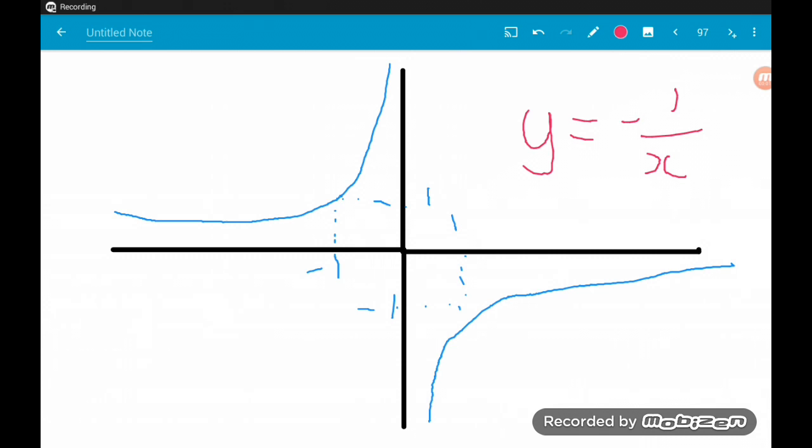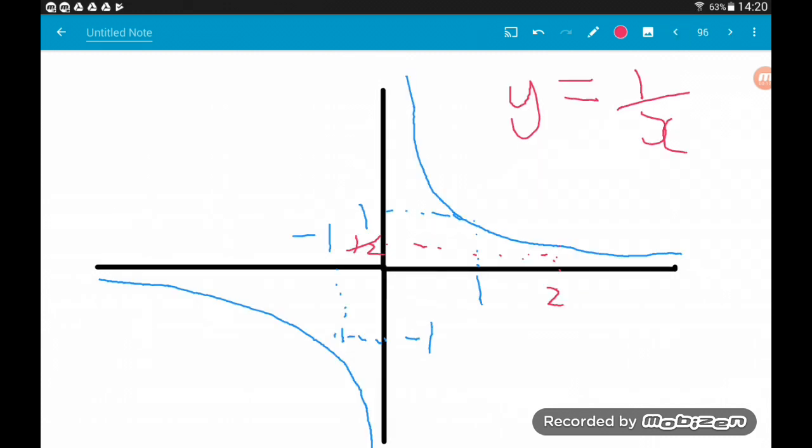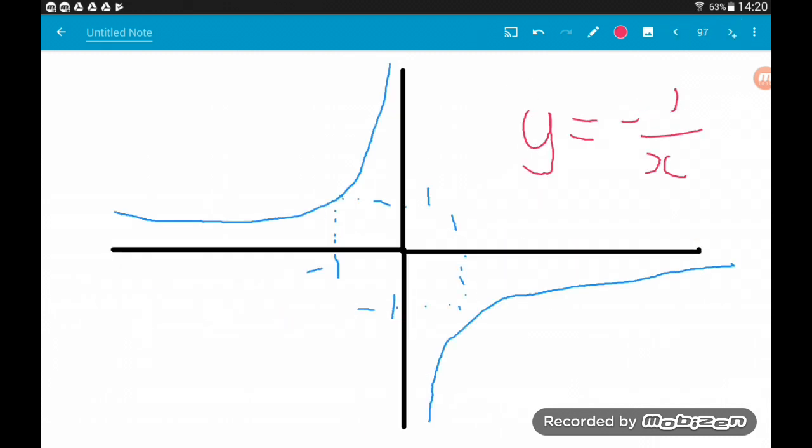Okay, on the flip side, here's the graph of y equals minus 1 over x. So already we're getting a little bit into transformation of graphs territory. This looks very similar to y equals 1 over x. It's just a mirror image reflected in the y-axis. So this is what y equals minus 1 over x looks like.